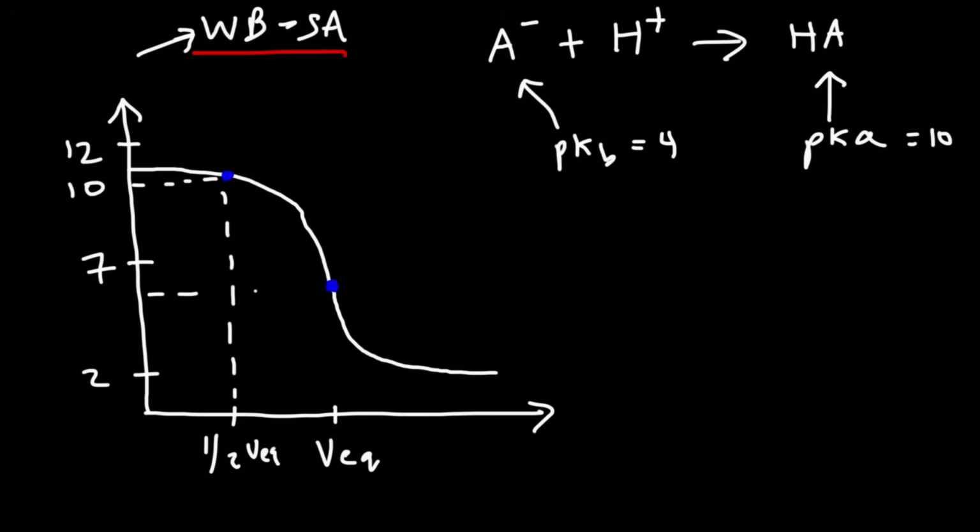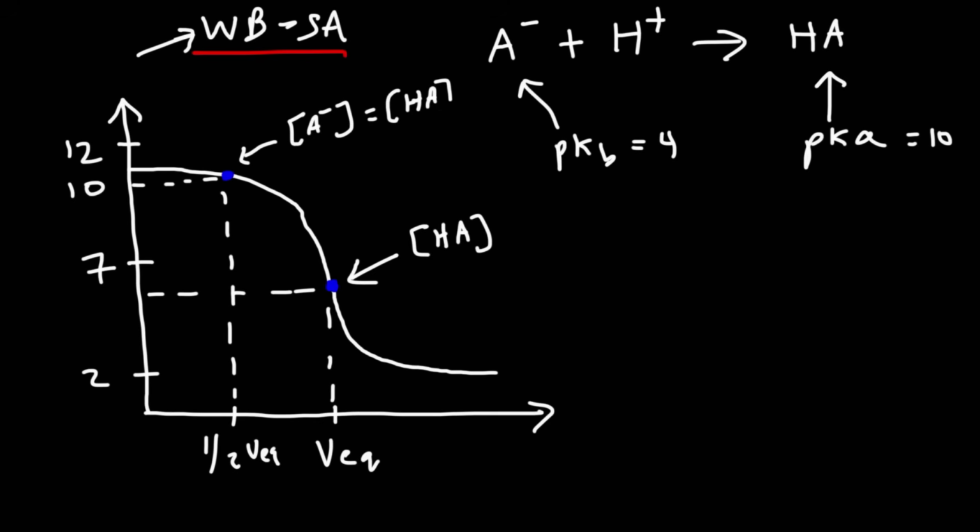Now, at the equivalence point, you need to know that at this point, you pretty much have mostly HA. The predominant species at this point is HA. At half of the equivalence point, the concentration of A minus will be equal to the concentration of HA. Because at that point, when you have equal amounts of base and acid, the pH is going to be equal to the pKa.